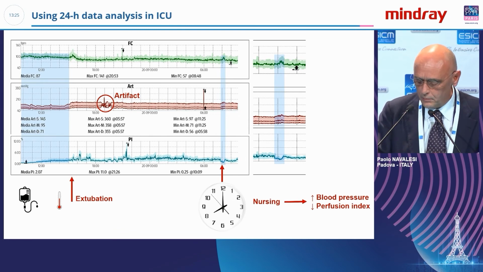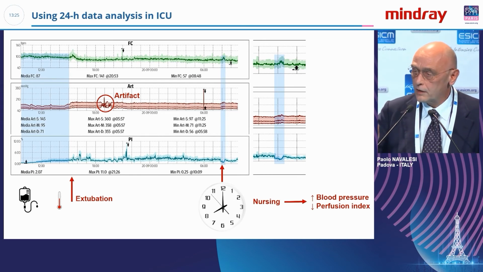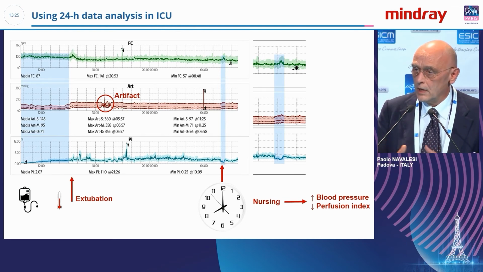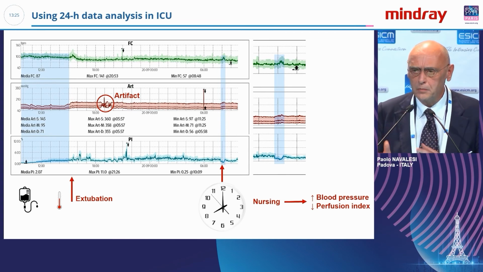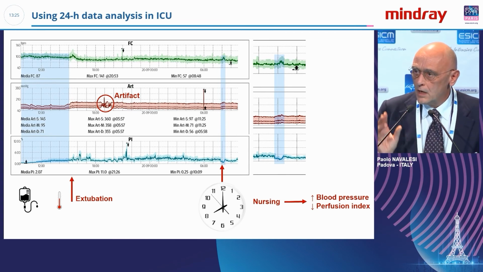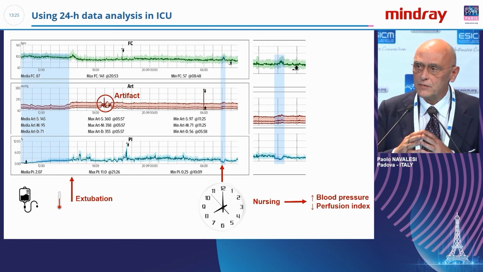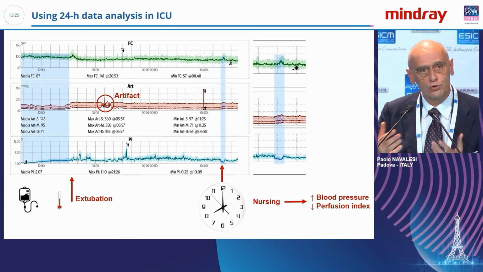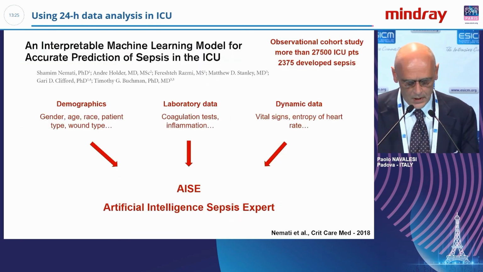And we see that the peripheral perfusion index drops, and the arterial blood pressure goes up, and the heart rate goes up because of nursing. And again, this suggests that you might be able to detect periods where something happens, and sometimes it is useful to revise later on what you did, to learn from your wrong behaviors.